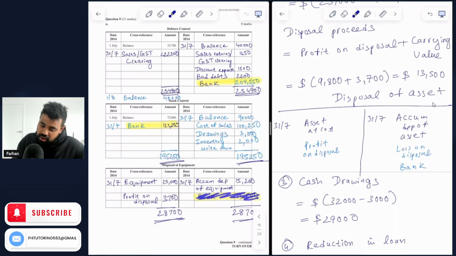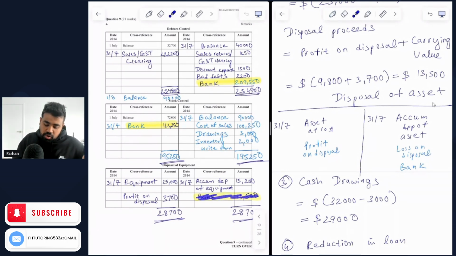And then the highlighted figure on the credit side, which is the bank, is what we had to derive ourselves, which we had already calculated to be 30,500 based on logical exercise of how the profit and the carrying amount can give you the disposal proceeds. So let's just say you don't have it to begin with. So how would you find it?